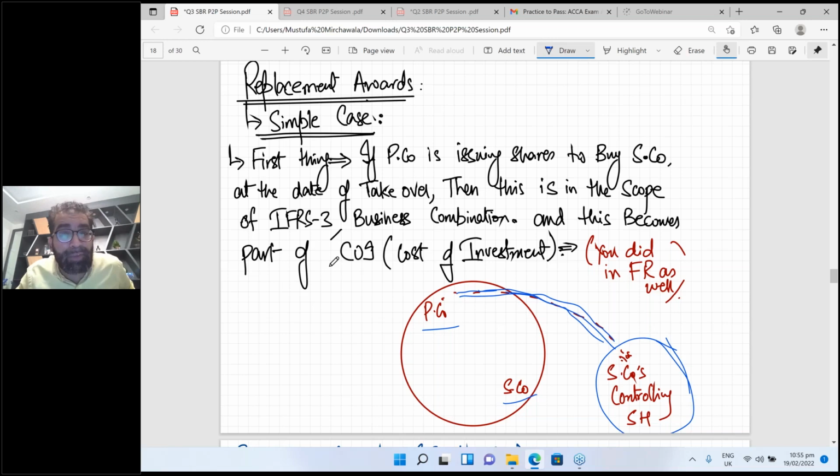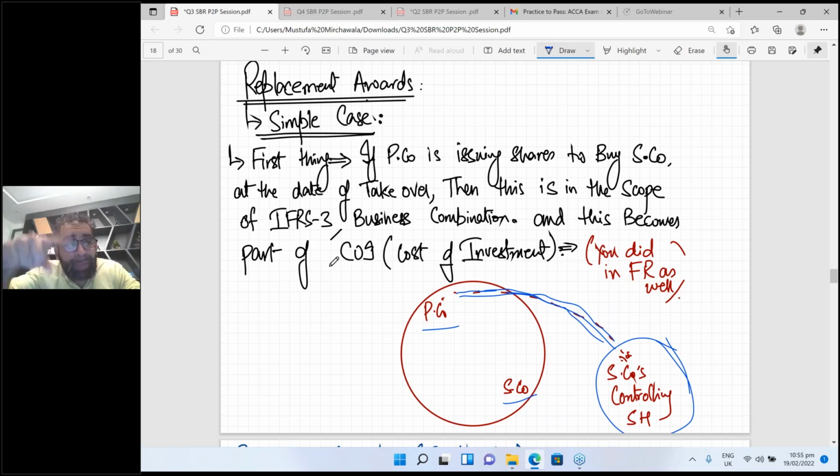That's why, when you were in F7 or FR level, your teacher taught you this case, and in FR level there was no IFRS 2. Yes, there was IFRS 3 in FR, because this thing belongs to IFRS 3.